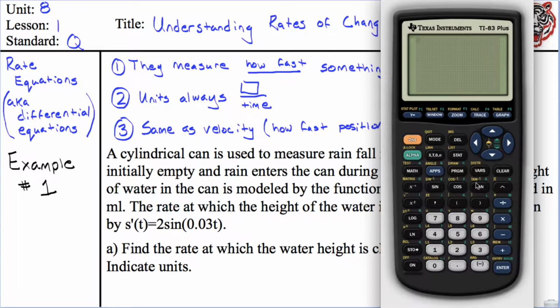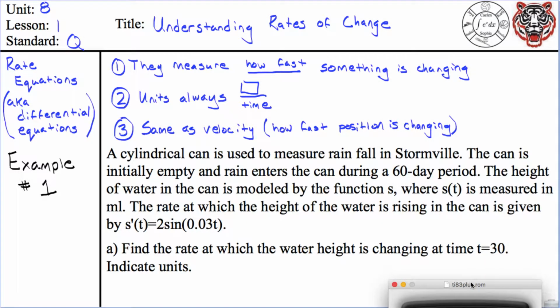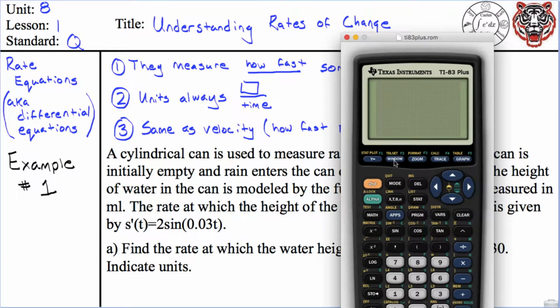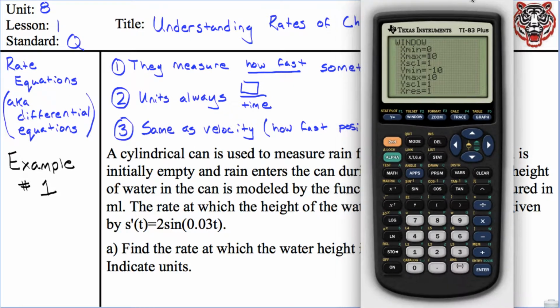The way you can do that is you can graph it in that interval. So it's going to be between time 30, so let's go to window, we'll say from 0 to 40, I guess. And then zoom 0.